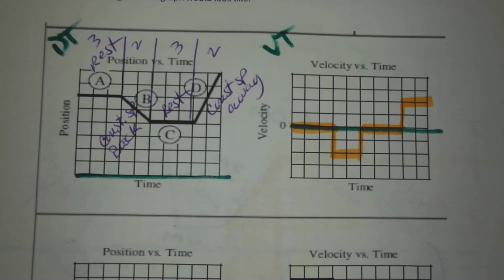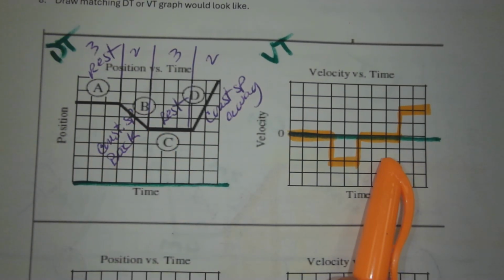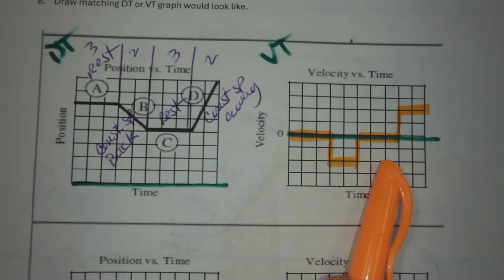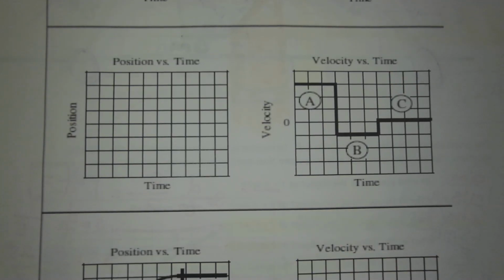So this is just asking you to look at the DT graph and create a VT graph that matches it. Remember when you were doing those walking things? It may not have made sense then, but now you probably think, oh, that's why there were 2 graphs, because you were able to compare the DT and the VT at the same time. Sometimes your labs may not make sense at first, then maybe later on they will. Let's look at this again.